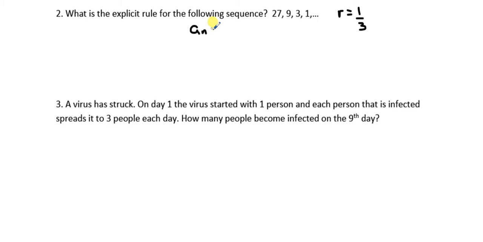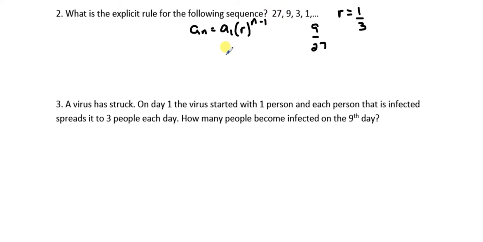It's AN equals A1, which is the first term, times R, which is the common ratio, to the n minus 1 power. And if you ever can't figure out R, it's to take the second term divided by the first term. So 9 divided by 27 will give you R. And actually, any term, 3 divided by 9 or 1 divided by 3, should give you the same number. And it will give you the same number if it's a geometric sequence.